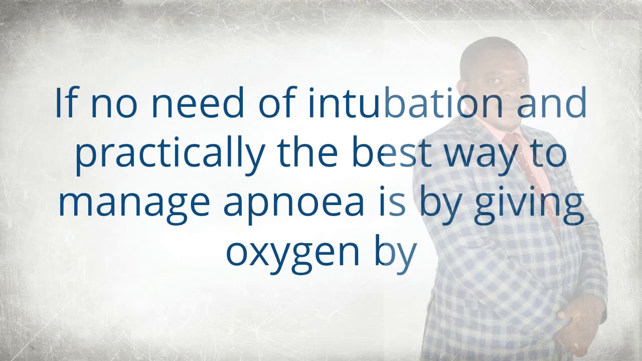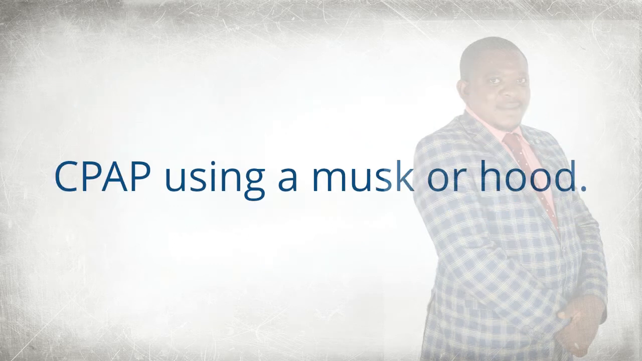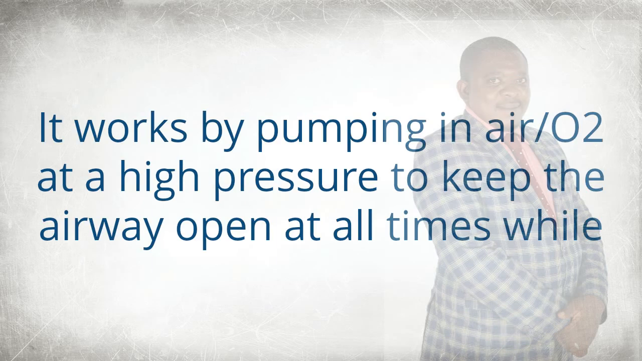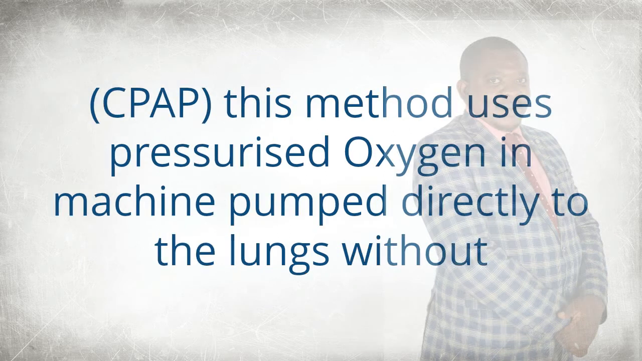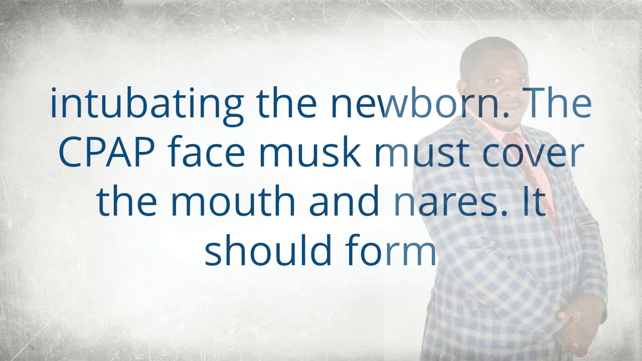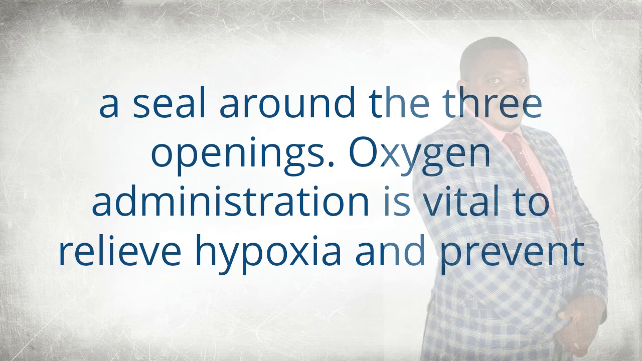If there is no need of intubation, the best way to manage apnea is by giving oxygen by CPAP using a mask or hood. It works by pumping in air/O2 at a high pressure to keep the airway open at all times while CO2 is pushed out through the side holes of the mask. Continuous positive airway pressure, CPAP. This method uses pressurized oxygen and a machine pumping directly to the lungs without intubating the newborn. The CPAP face mask must cover the mouth and nares. It should form a seal around the 3 openings.